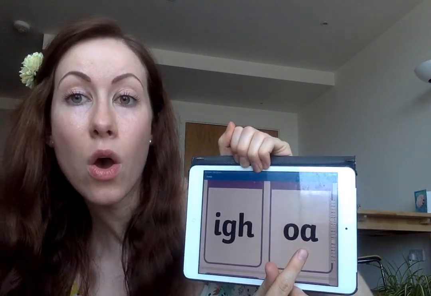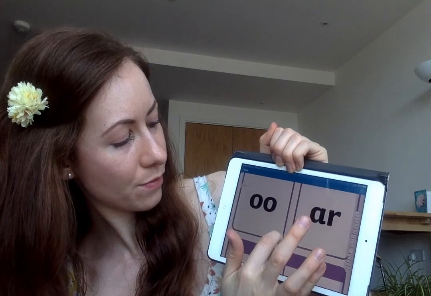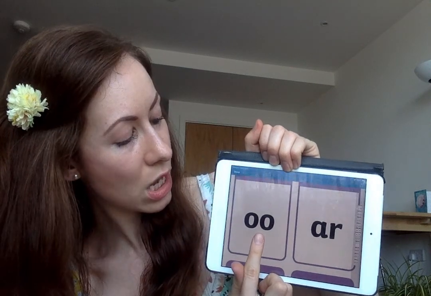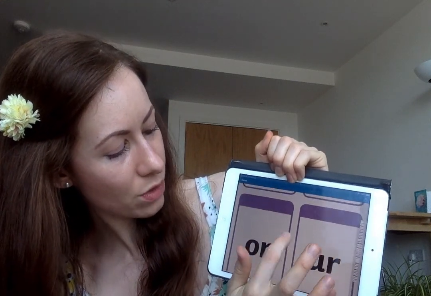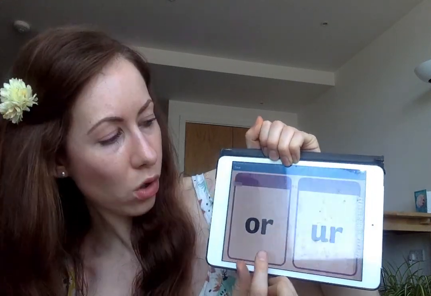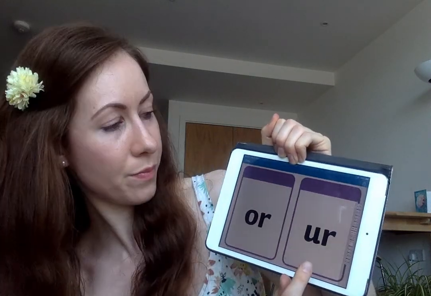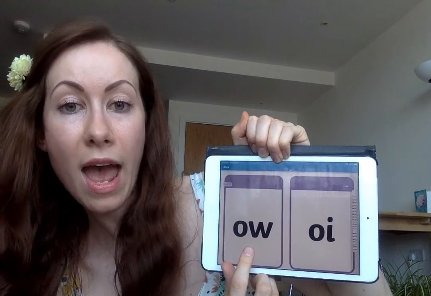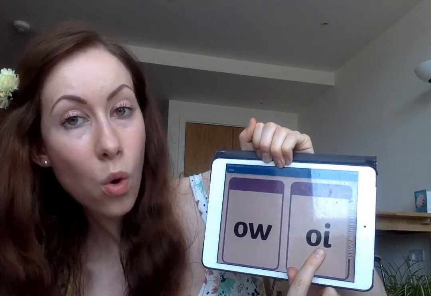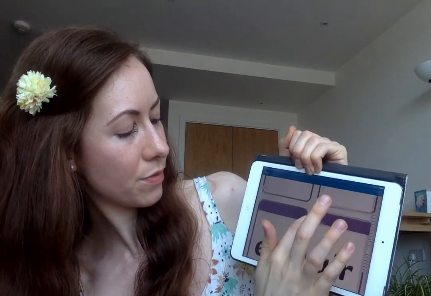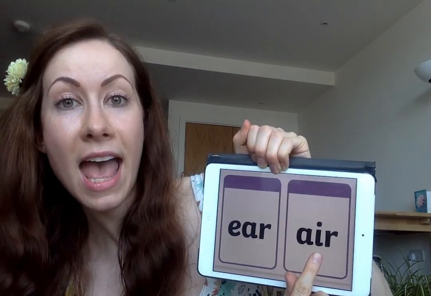Now this is the O digraph. Now we've got this one. This one again has two different ways of being pronounced. We've got the oo digraph like m-oon, and we've also got the oo like b-ook. This is R, like a pirate. Now we've got O, and we've got ow, and oi. Good. Now we've got ear and air.